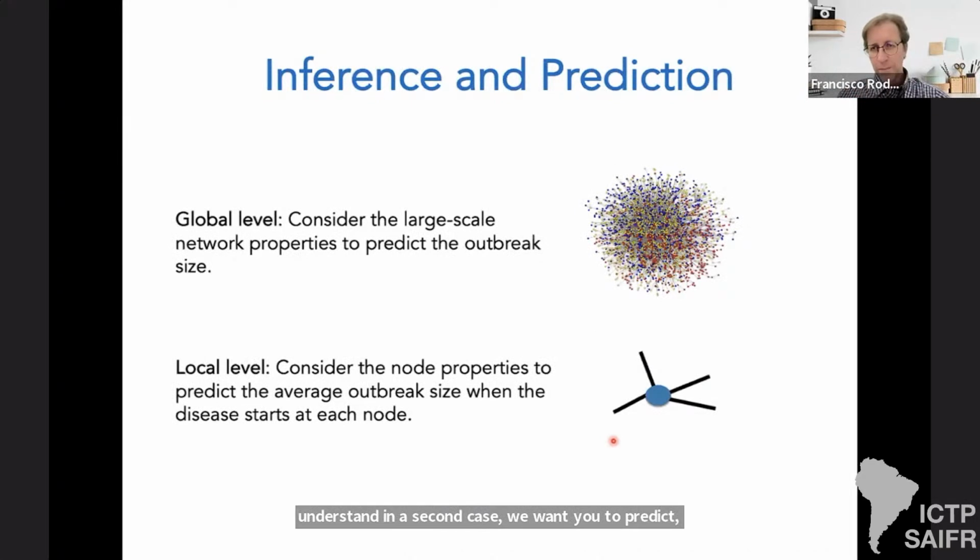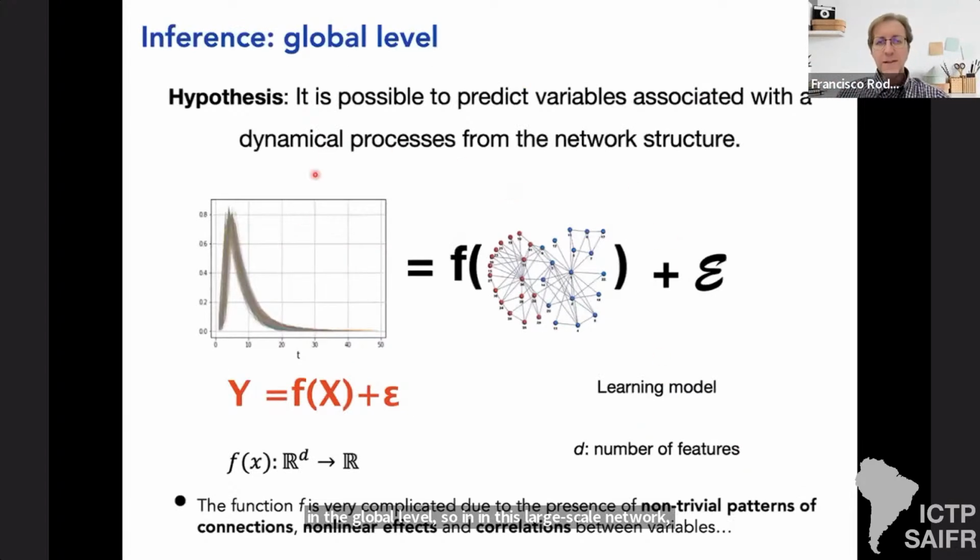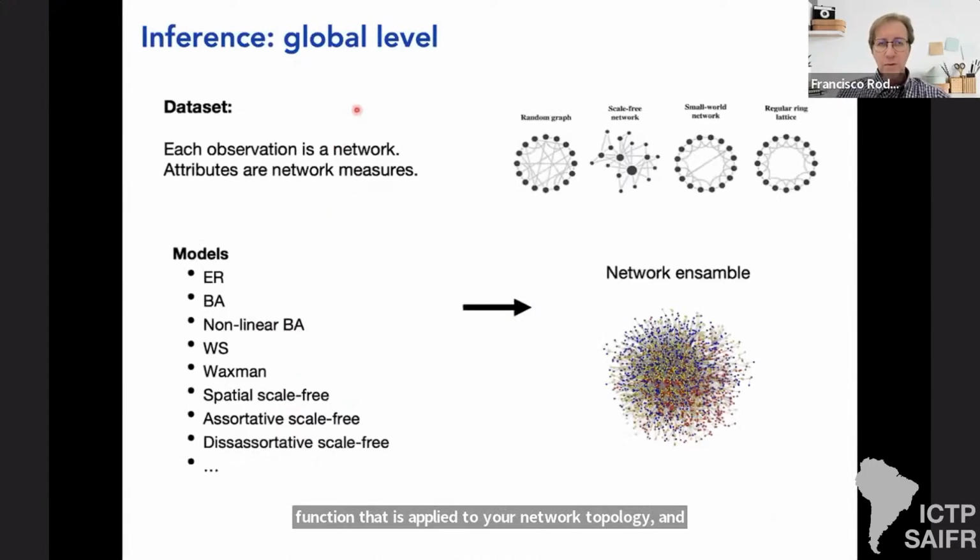You can also perform this prediction and inference at the global level, so in this large-scale network, or at the local level, which is the level of the node. So our hypothesis is, given a dynamical process, we infer some function that is applied to the network topology, and then we will be able to predict the dynamical variables, okay? For the global level, what you have to do is change the network structure as much as possible to give some information to a statistical model.